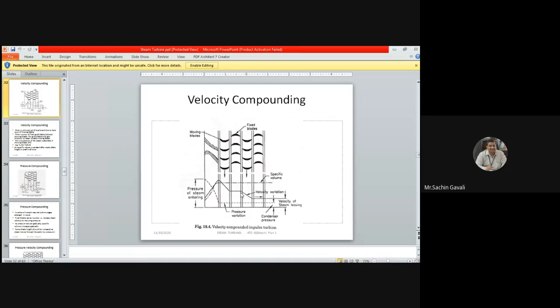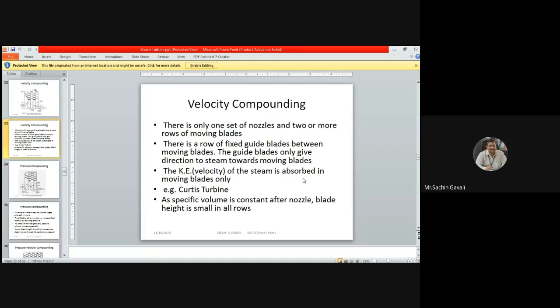Afterwards, pressure remains constant and velocity goes on decreasing. So by increasing the number of moving blade rows, the velocity of the steam during the stages continuously decreases. That type of compounding method is called velocity compounding. So you have to practice these diagrams. Then they have given an explanation.